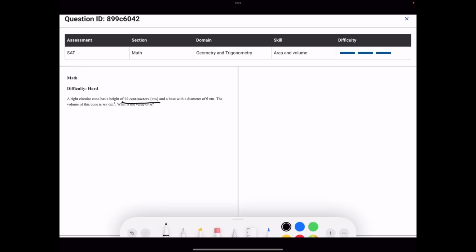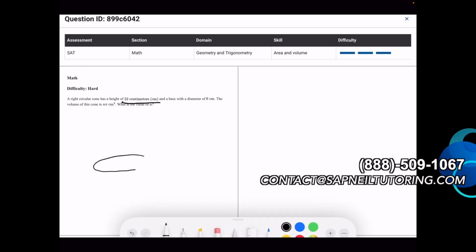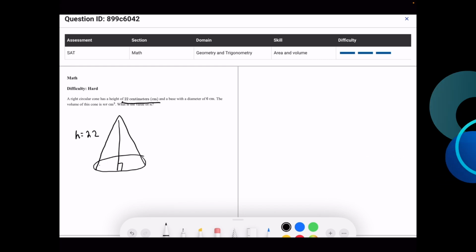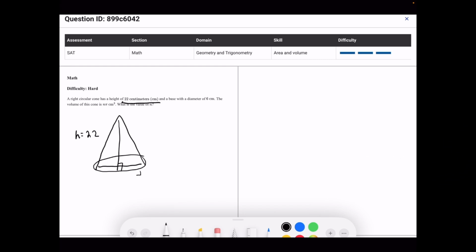Everyone, and welcome back. We've got another area and volume question. We've got a right circular cone with a height of 22 centimeters and a base with the diameter of 6 centimeters. So we're given this, we're given n pi is the volume, which can be a little bit confusing, but we're going to show how to solve this, and n is just going to be a constant.